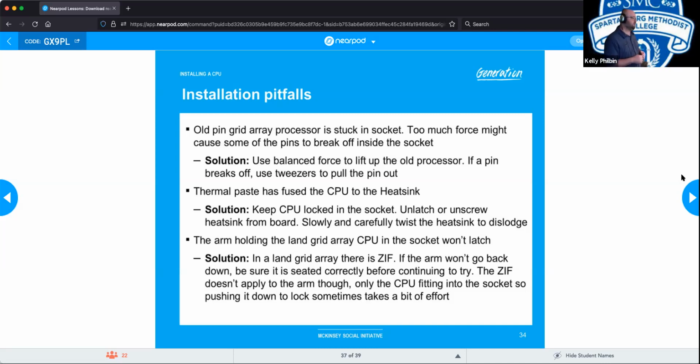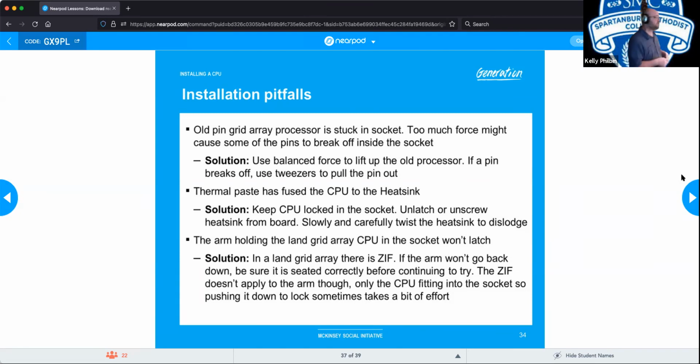Thermal paste has fused the CPU and the heat sink together. Well, we talked about this as well. You can keep the CPU locked in, and then you can slowly twist. If a gentle twist does not free it up, dental floss. Dental floss will help you most of the time. Or you can go straight to the dental floss if you don't want to run the risk of twisting the chip.